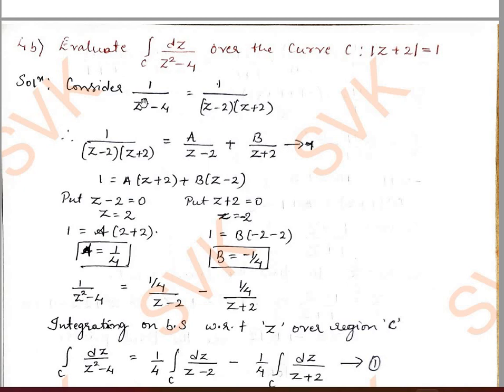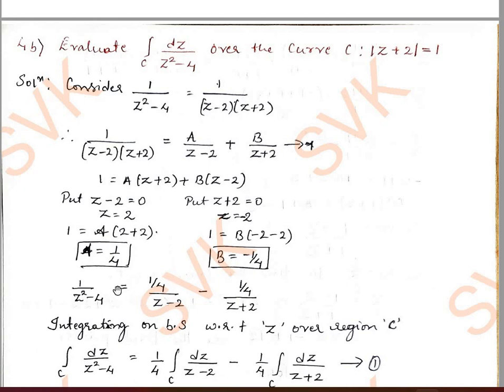Now consider 1 over z square minus 4. So factorizing this, I am going to get 1 by (z minus 2) into (z plus 2). Now resolve this by partial fraction. I am going to find out the value of a and b. I got the value of a as 1 by 4, b as minus 1 by 4.